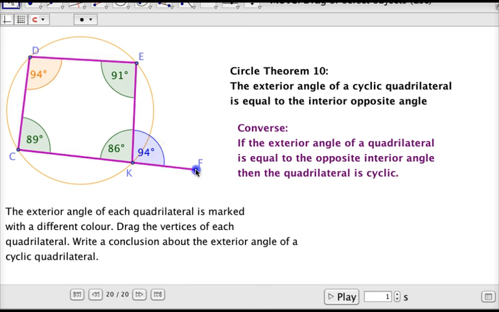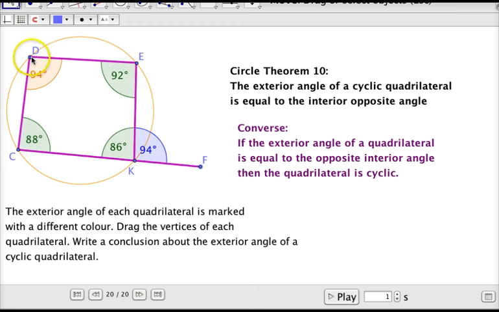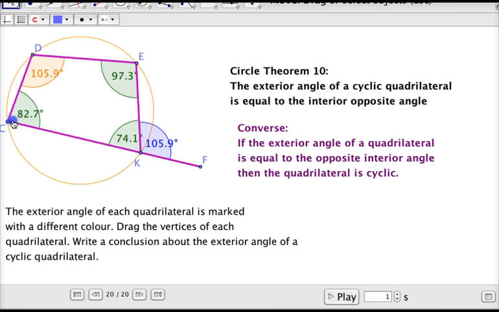Now I'm going to drag the vertices around. Watch. That's not helping. This one. That's not helping either. Maybe this one. There you go. So can you see that?